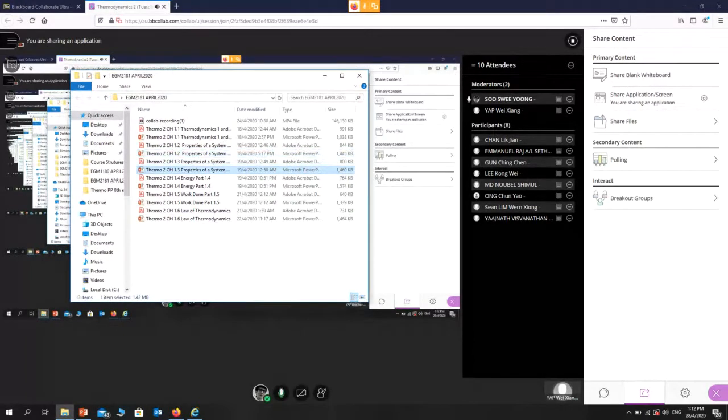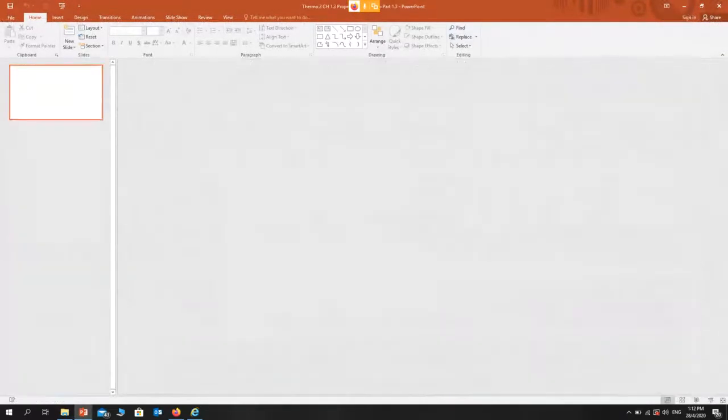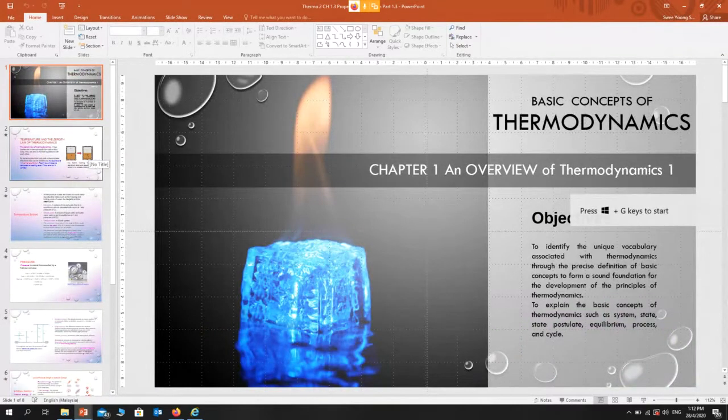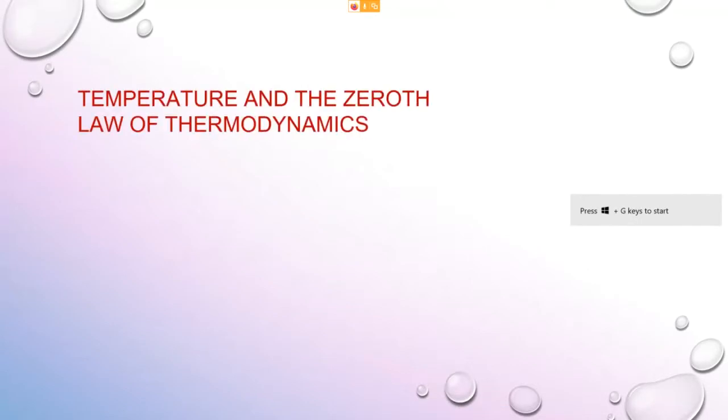So the next part of properties. Now, before we go into the other part of the properties, we have the temperature first. Now, temperature and the zeroth law of thermodynamics.